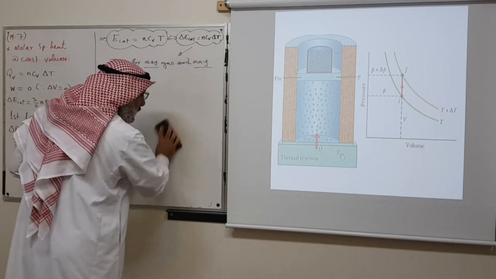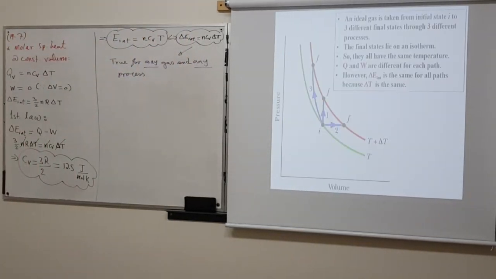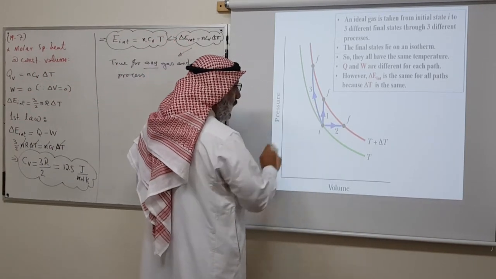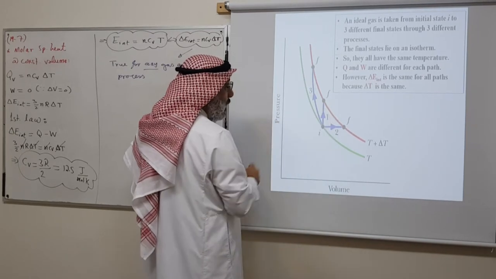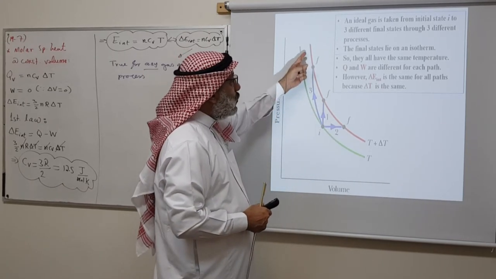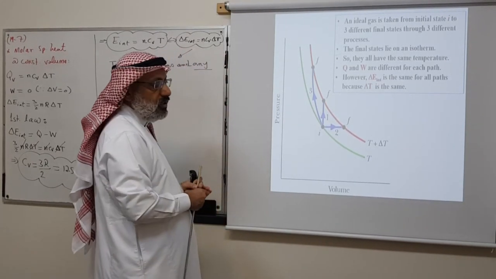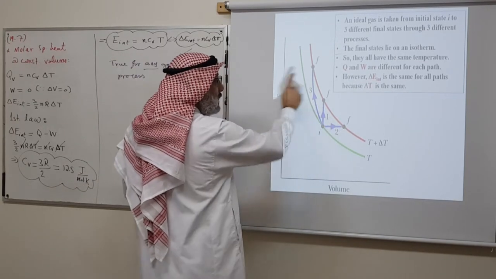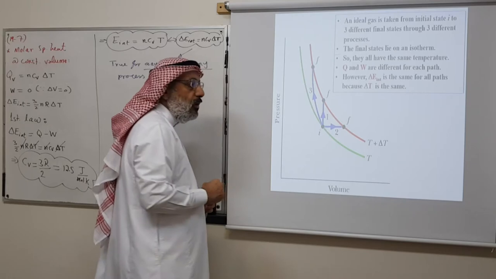Let's take an example of this, and that is this example here. What we have here is we take the gas from an initial state I to three different final states, okay? They are different, but what is the same for all of them is that they fall on an isotherm, so they all have the same temperature. What can we say about the work? The work is different for each one of them. Here the work is positive, here it is zero, and here it is negative. Likewise, Q for each one of these three processes will be different.